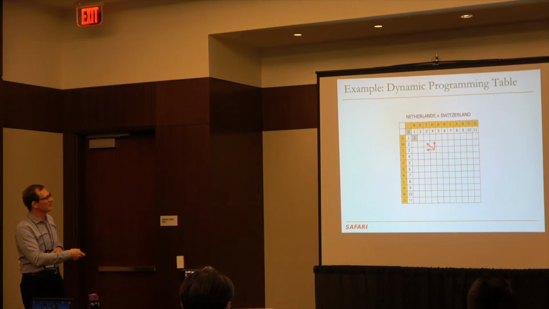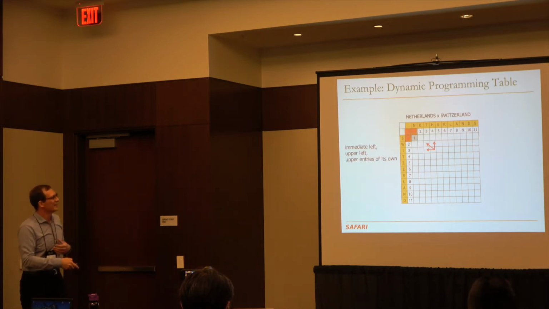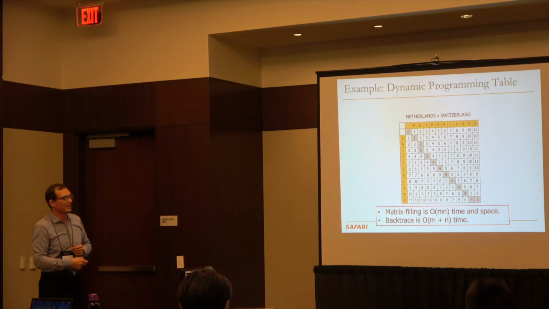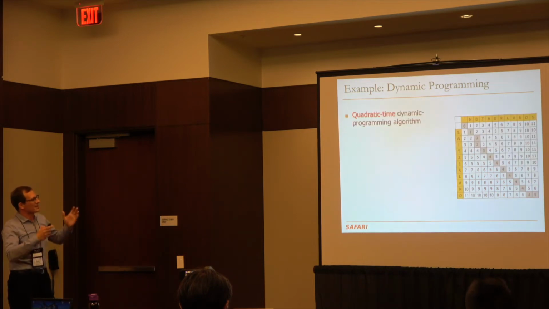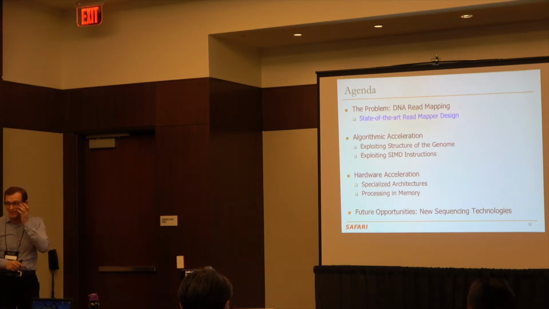So if you go back to our running example, Netherlands versus Switzerland, whenever you go through the matrix, you look at 3 of your neighbors, and then this is the dynamic programming table you have. You need to fill the matrix, and then you need to backtrace to figure out the minimum score over here, minimum distance. Okay, I'm going to skip this. This is just an example that shows why it is slow, again, with the running example.